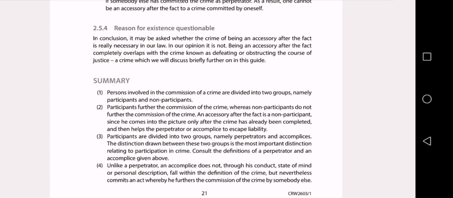Reasons for existence questionable. In conclusion, it may be asked whether the crime of being an accessory after the fact is really necessary in our law. In our opinion, it is not. Being an accessory after the fact completely overlaps with the crime known as defeating or obstructing the course of justice, a crime which we will discuss briefly further on in this guide.